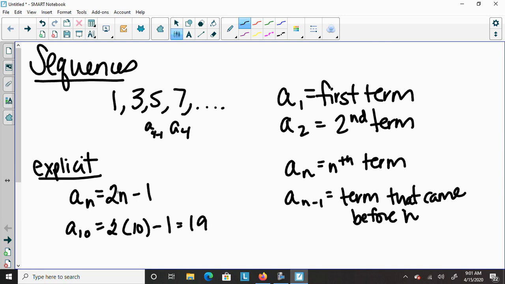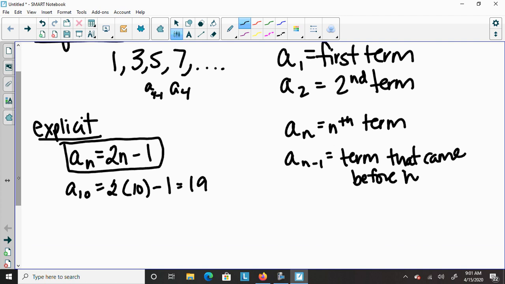Okay? We're going to go through in a minute how to come up with these equations. I just wanted you to know that that's what an explicit formula is. So an explicit formula tells you specifically what every single term is. You can get it just by plugging the number in. So that is an example of an explicit formula. All right, recursive is the second type.